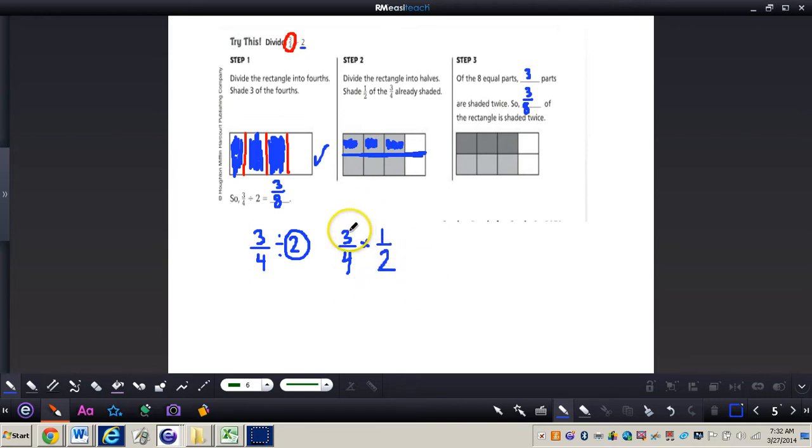Okay, and what we can see, 3 times 1 gives me, I'm sorry, 3 times 1 gives me 3. 4 times 2 gives me 8. Okay, so we have 3/8, which is shown right here and also right here.